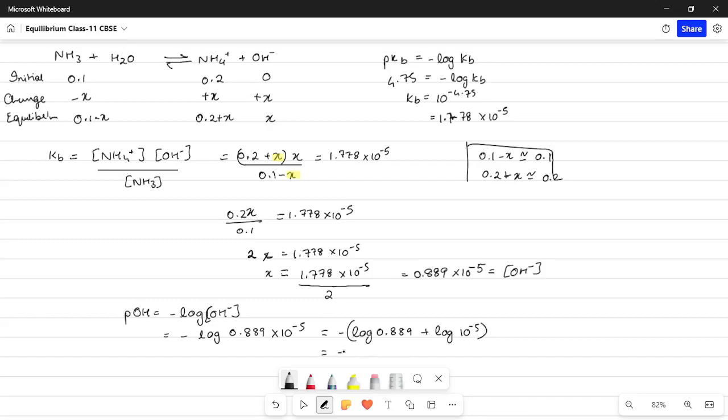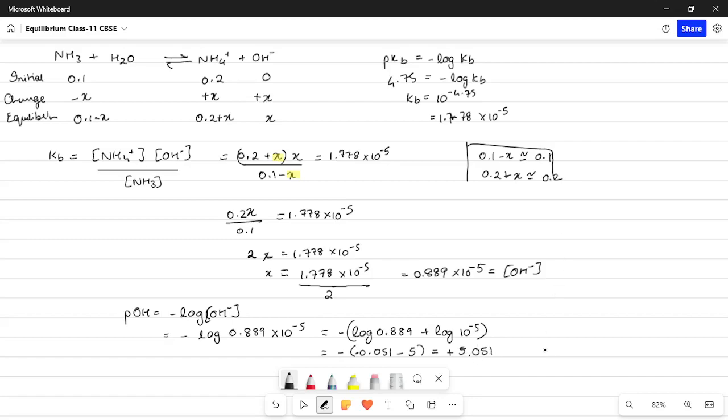And then log 0.889 is equal to, let me just rewrite this, log 0.889 is minus 0.051, and then log 10 to the power minus 5 is minus 5, and this on addition is going to get added, and then you have a negative sign. Minus into minus is equal to plus. So you are left with pOH is 5.051.